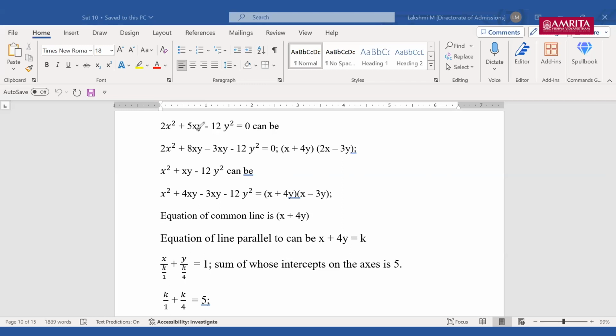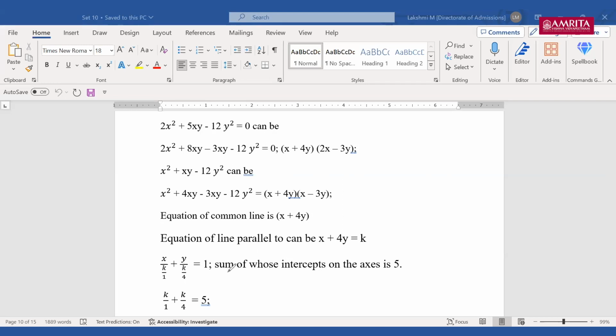I'll be able to write the first as 2, that's x plus 4y and 2x minus y. The other one, which if I'm solving, I have x plus 4y and x minus 3y. So the common one is x plus 4y. That's actually final, right? So now it will be something like x plus 4y is equal to k.